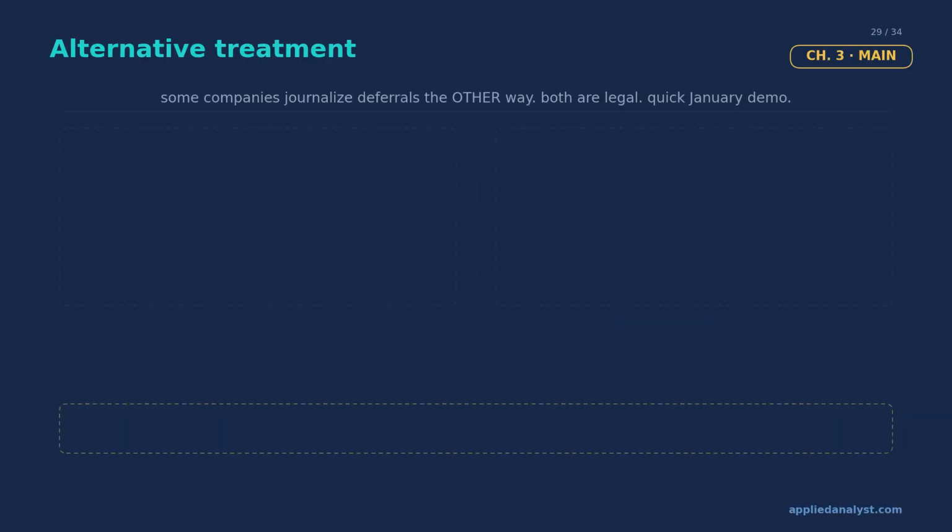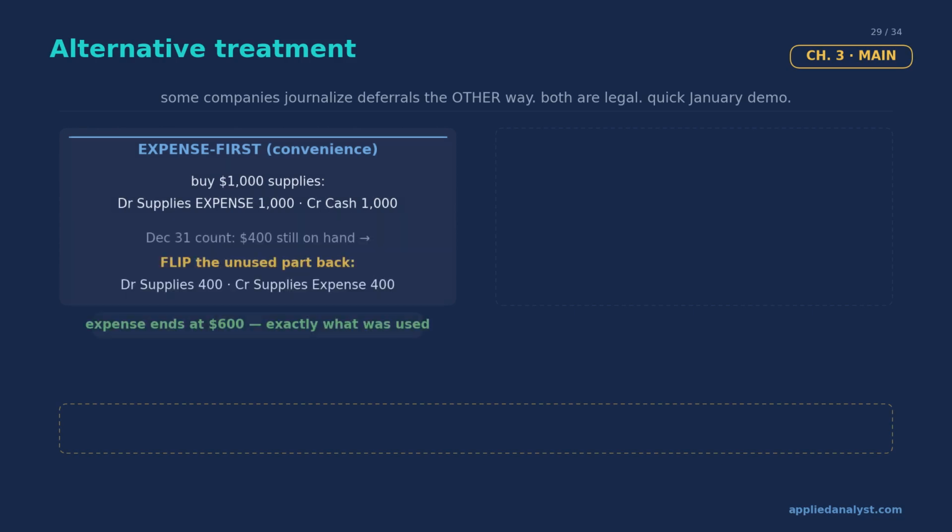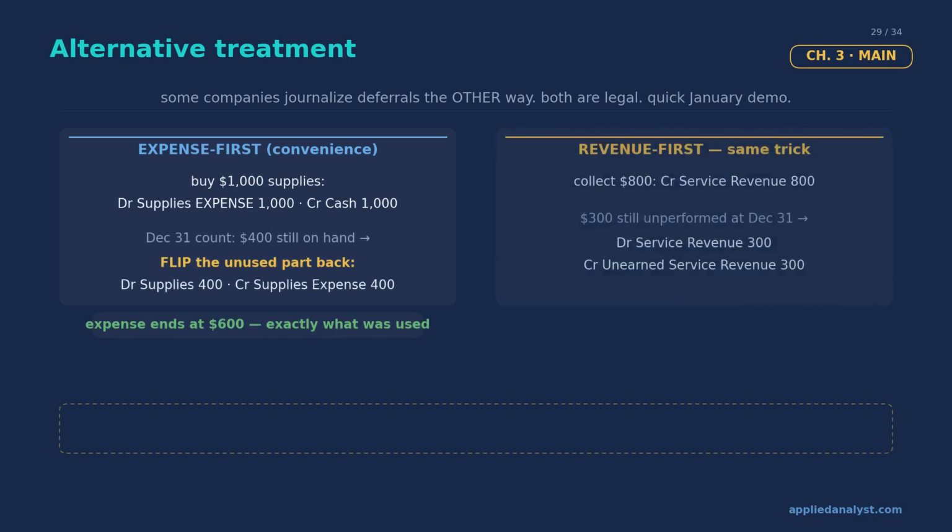One more tool. Because some companies journalize deferrals backwards, on purpose, and both ways are legal. Quick demo with next January's numbers. Small on purpose. The convenience method. Buy $1,000 of supplies and debit supplies expense immediately. Credit cash. Then it's statement time. Count what's left. $400 on hand, and the adjusting entry flips the unused part back. Debit supplies, $400. Credit supplies expense, $400. Supplies expense ends at $600. Exactly what was used.